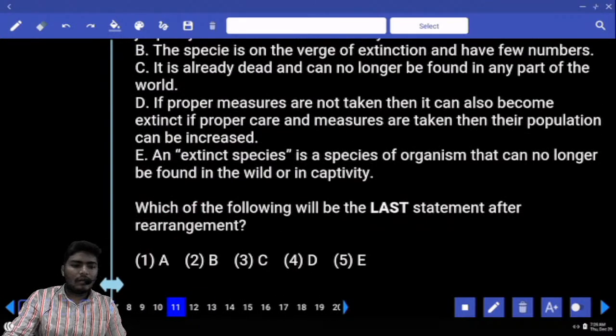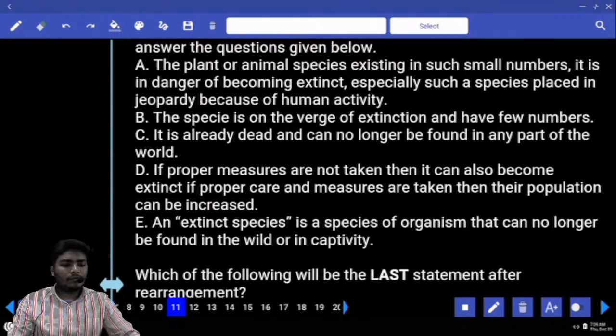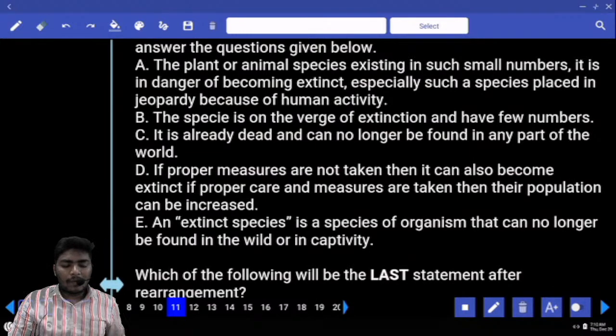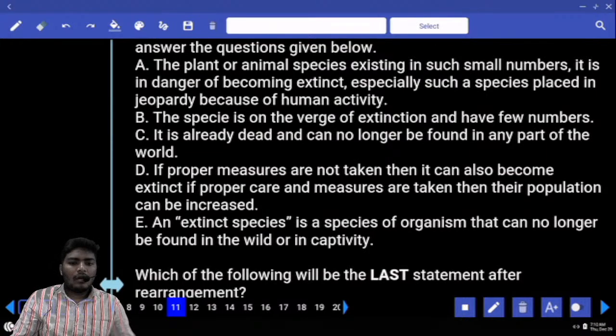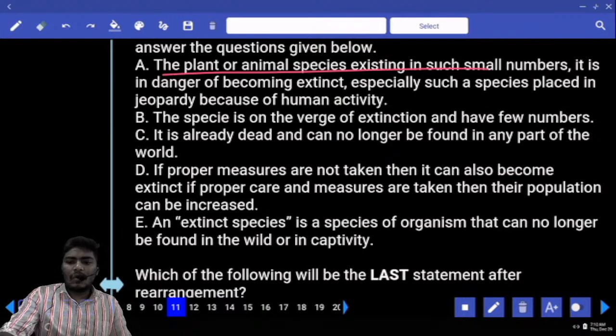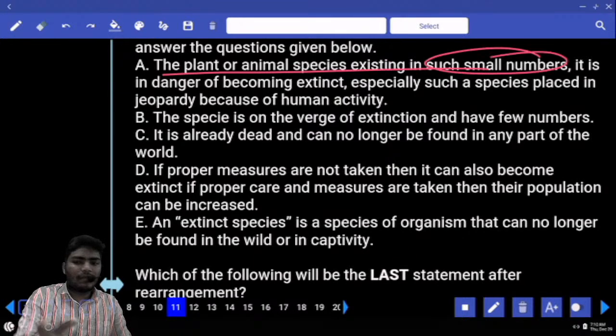Next, move to 11, rearrangement. Find the starting sentence. What is the topic that is discussed in these lines? We are speaking about a species which are on the verge of extinction. Now look at the first one. The plant or animal species existing in such a small number, in the sense it refers to something.